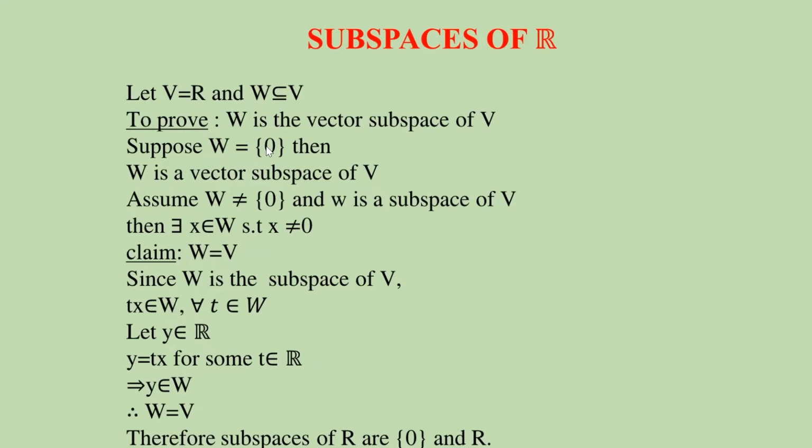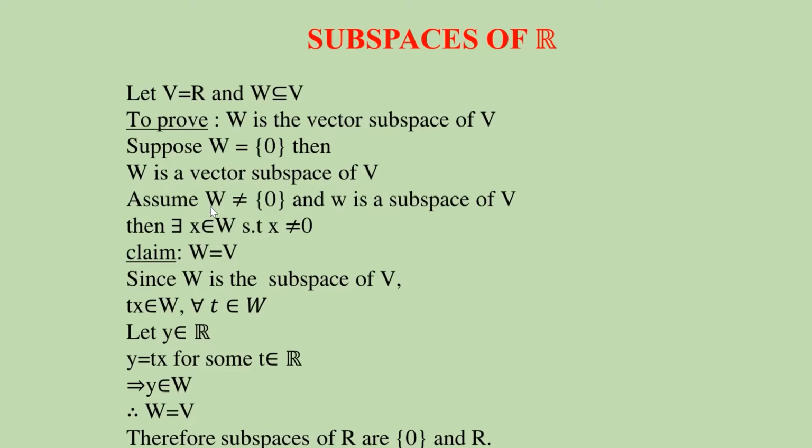Because we have three conditions: 0 must belong to W; if we take any two vectors in W, the addition must be in W; and for any scalar with any vector in W, the scalar multiplication must also be in W. So here, 0 plus 0 also belongs to W, and 0 times any scalar is also in W. Therefore, we can say W is a subspace.